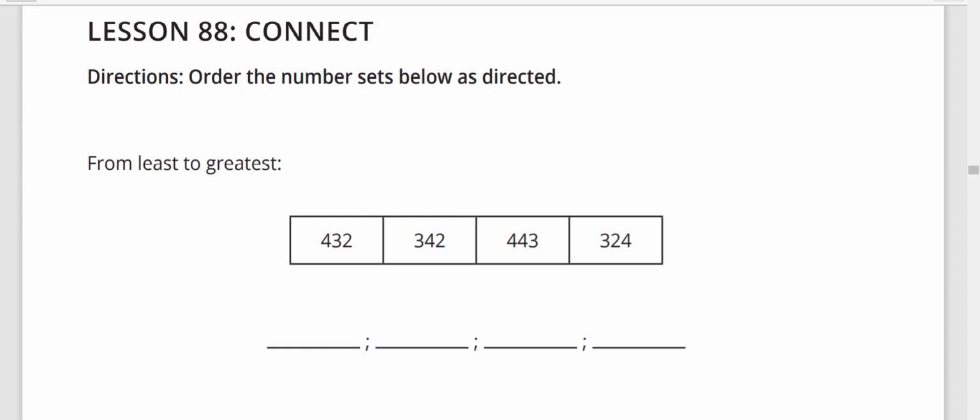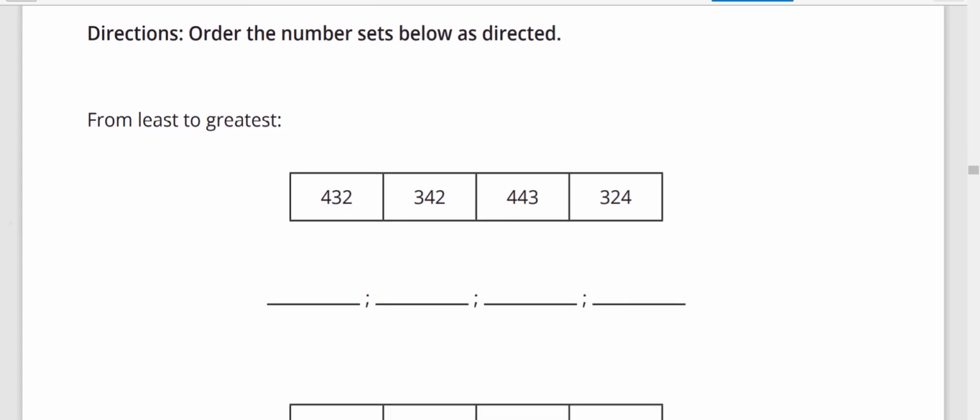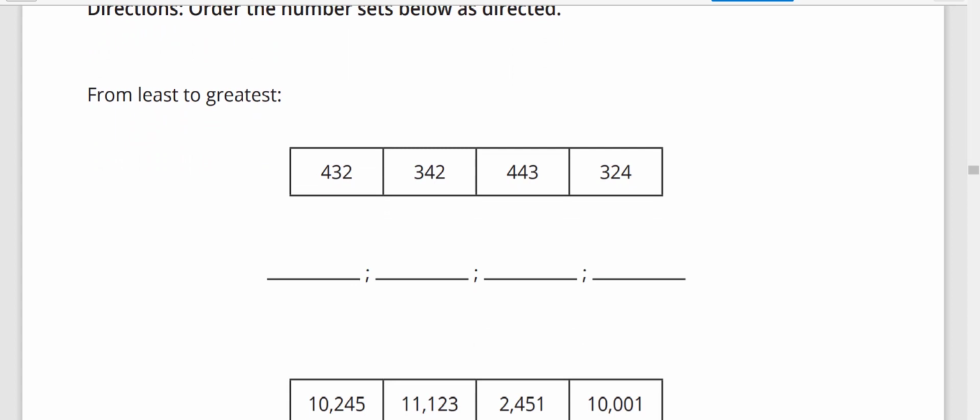Open your book, page 98. Order the numbers as directed, from least to greatest. First, 432 and 342, 443, 324. Which is the smallest number?